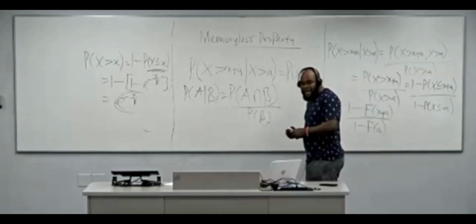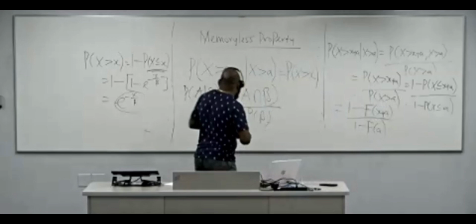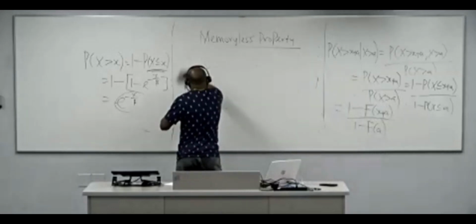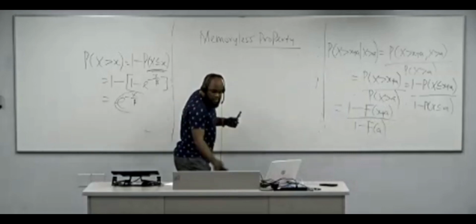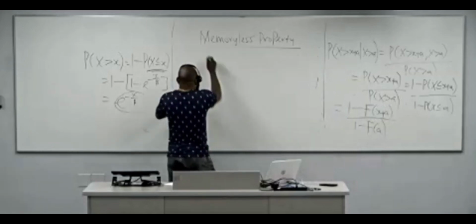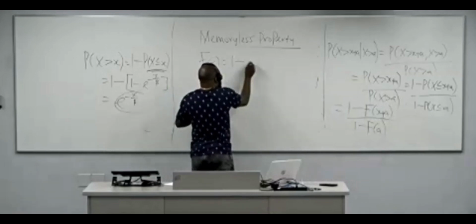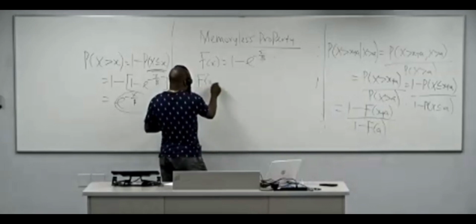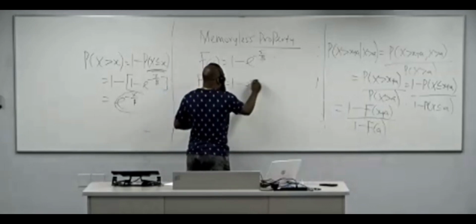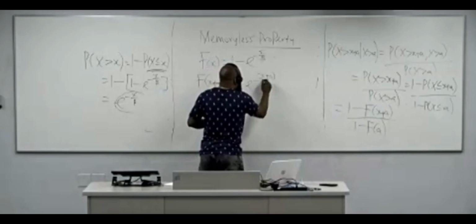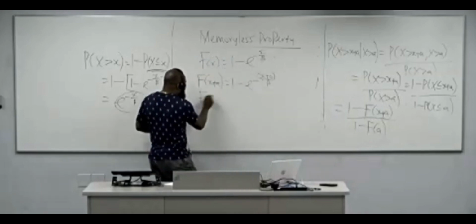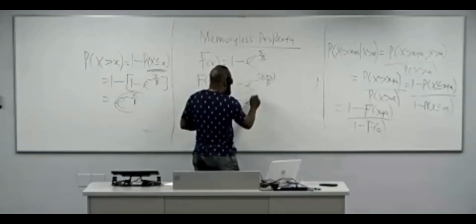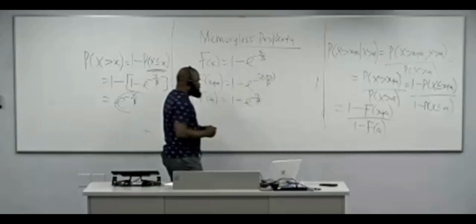And don't forget, the other time I derived the CDF of the exponential distribution. We derived the CDF, F of s, to be 1 minus this. So what is F of x plus a? F of x plus a is basically going to be this, just plugging in. Well, what is F of a? F of a is basically just plugging in that. Take a look at that.